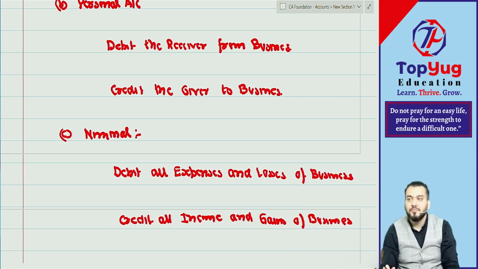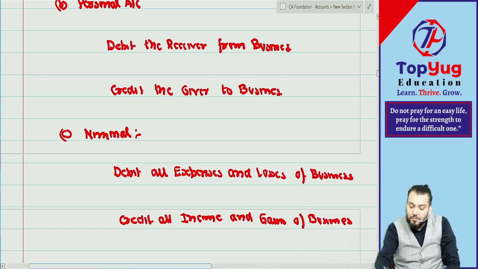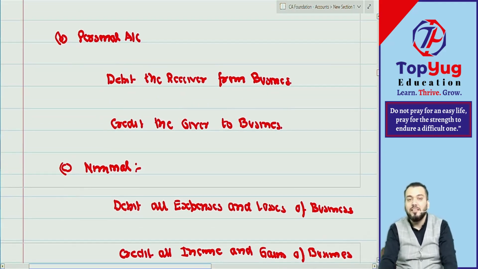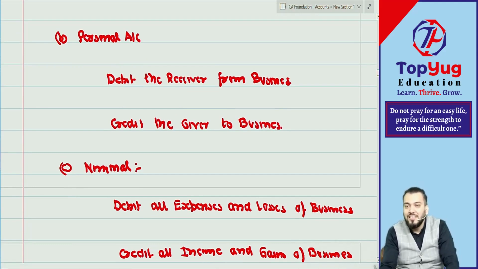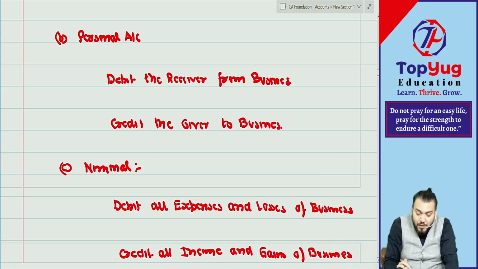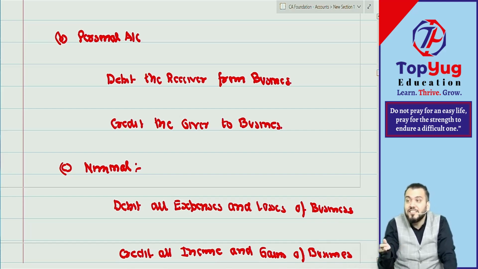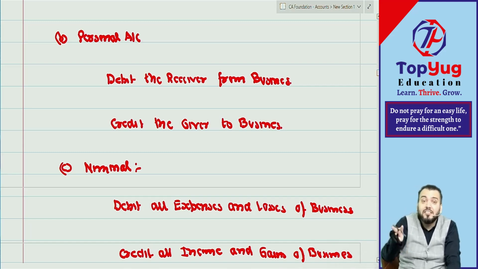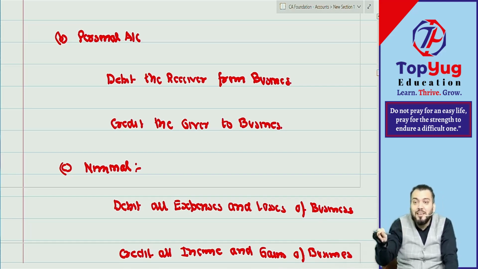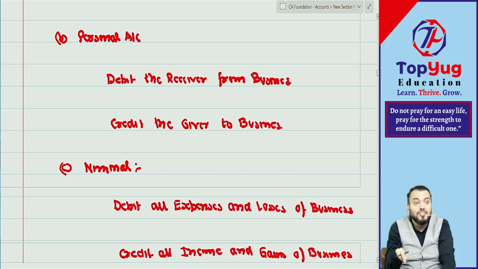Simple rule. Correct. So can you repeat with me, what is the rule for personal account? Debit the receiver, credit the giver. What is the rule of real account? Debit what comes in, credit what goes out. What is the rule for nominal account? Debit all expenses, credit all income. Simple. But we need to apply this rule in a transaction, because we record transactions. In a transaction, one aspect will be debit, the other aspect will be credit. So by applying this rule, correct.